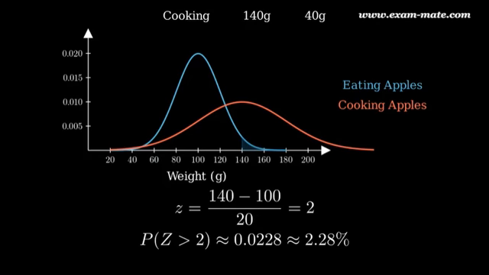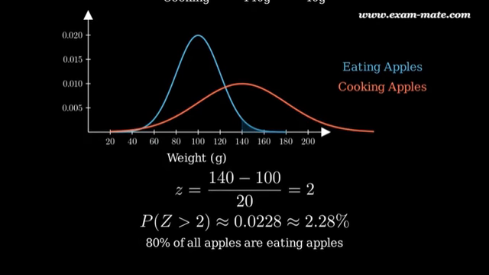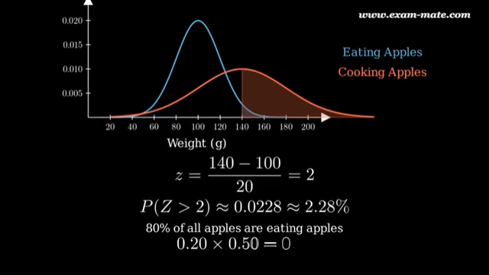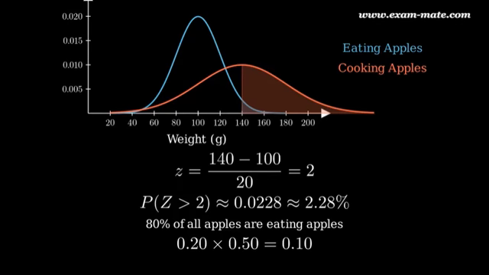For part B, we need to find the probability that an apple weighing more than 140 grams is an eating apple. We know that 80% of all apples are eating apples. Let's look at both distributions above 140 grams. For cooking apples, the cutoff of 140 grams is exactly at their mean, so 50% of cooking apples are above this weight. Given that 20% of all apples are cooking apples, 10% of all apples are cooking apples above 140 grams. For eating apples, we found that 2.28% are above 140 grams.